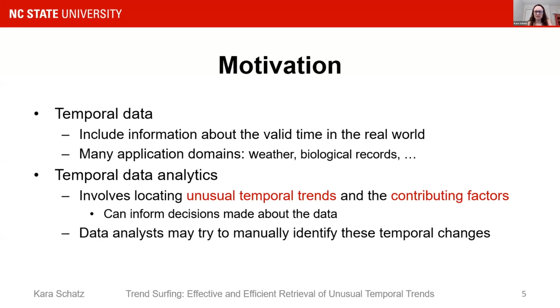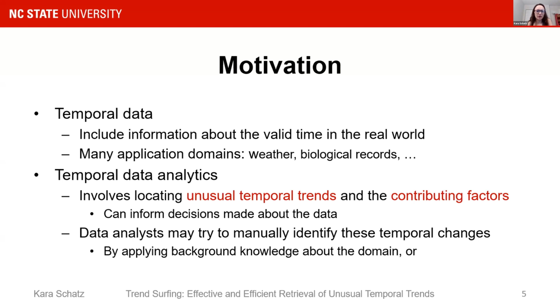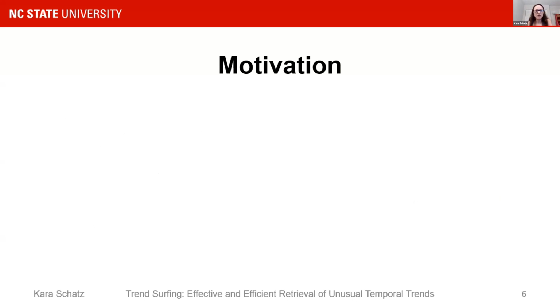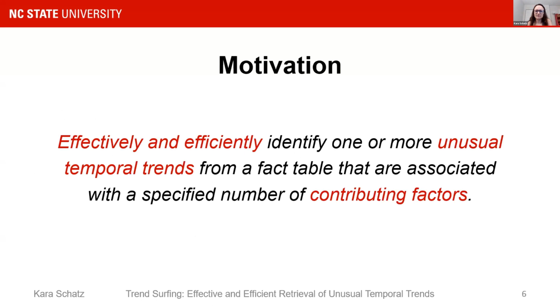Unfortunately, the lack of presently available analytics tools causes data analysts to try to identify such temporal changes manually, either by applying their background knowledge about the domain or by exploring the data in a brute force manner. The goal of our work is to effectively and efficiently identify one or more unusual temporal trends from a fact table that are associated with a specific number of contributing factors to help analysts achieve this task more quickly.